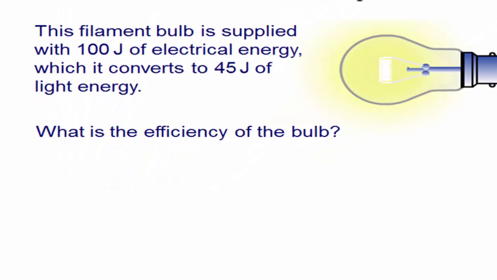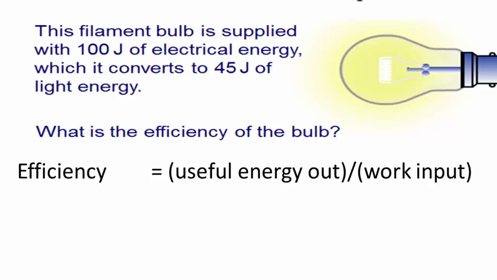Here's an example. This filament lamp is supplied with 100 joules of electrical energy, and then it converts 45 joules of those into light energy. What is the efficiency of the light bulb? So we get 45 and we have to put in 100 joules of electrical energy. What is that as a percentage? So the efficiency is the useful energy out divided by the work that's put in. So it's 45 compared to 100, which is 0.45. But we want that as a percentage, so we just multiply by 100 and we get 45%.